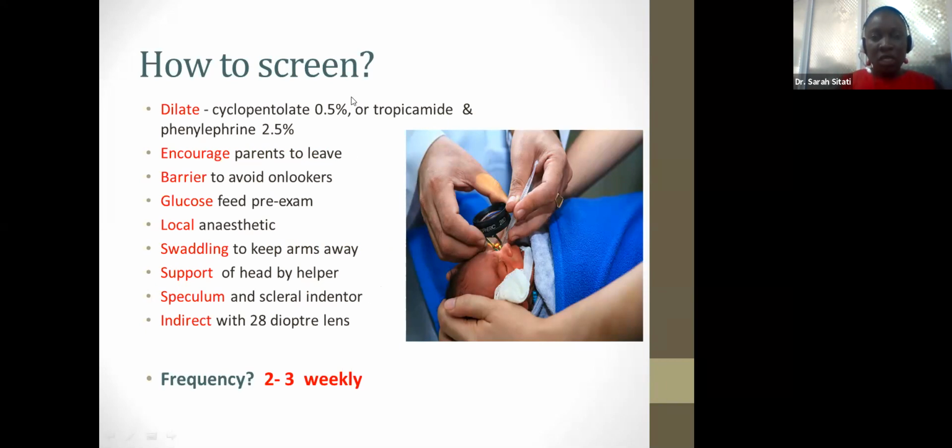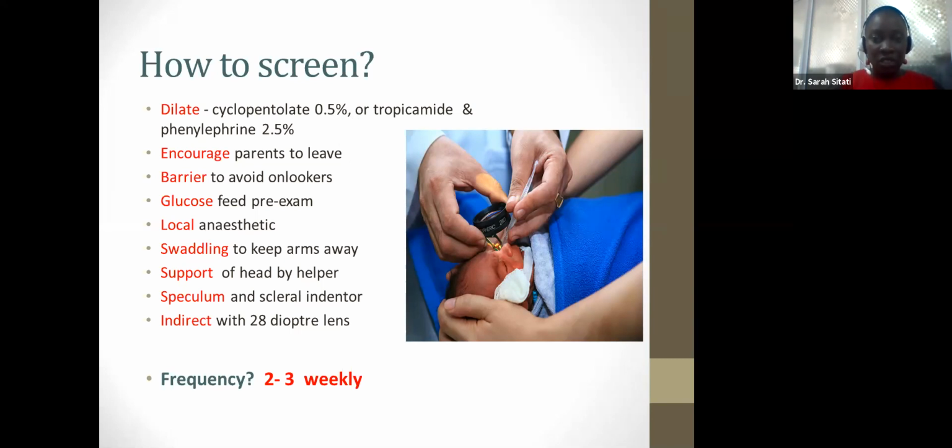So what we usually do, the first step is to dilate the eye. We usually use what we call cocktail eye drops, which are a mixture of different dilating drops. These help the eye to dilate so that we can visualize the retina at the back. Without dilating, you cannot see ROP. Encourage the parents to leave the room.